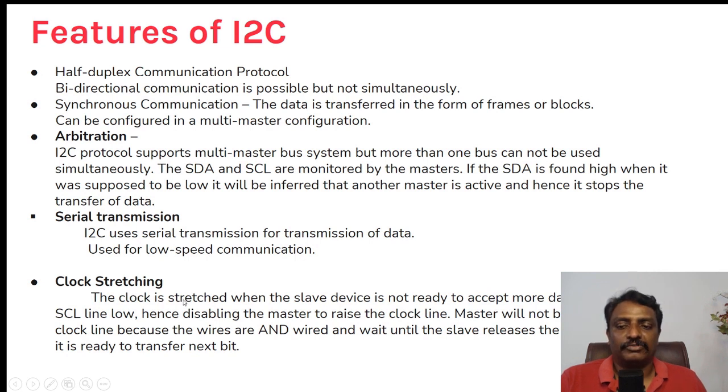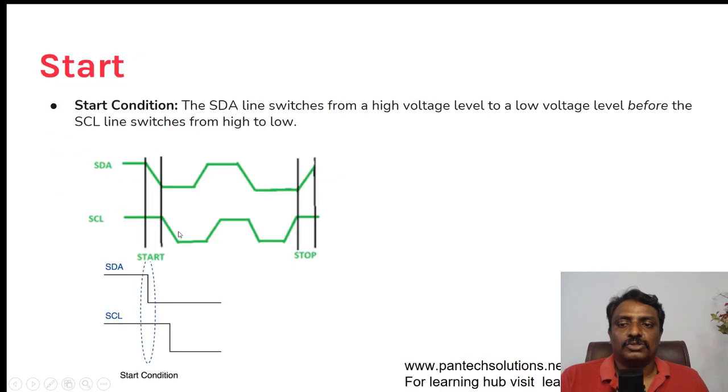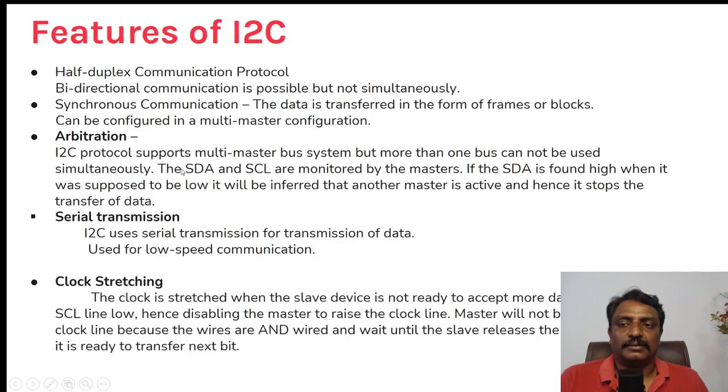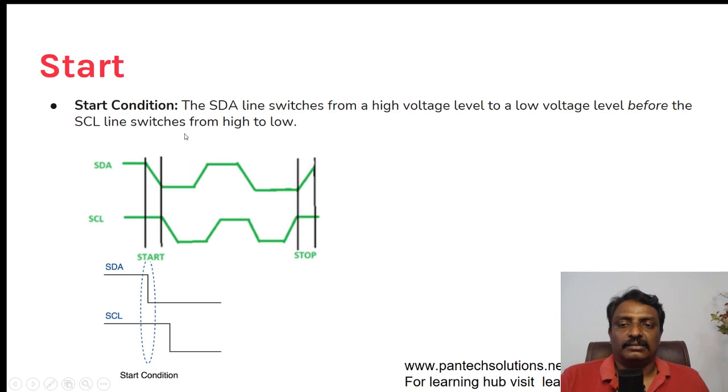Clock stretching: if the slave is not able to accept the data, it could control the SCL line to tell the master it is not ready for the next bit. So that's clock stretching. Then the start condition. It has the start and the stop bit. The start condition is when the SDA line goes from high to low while SCL is high for a certain period of time. After that, both go low. That condition is called the start condition.